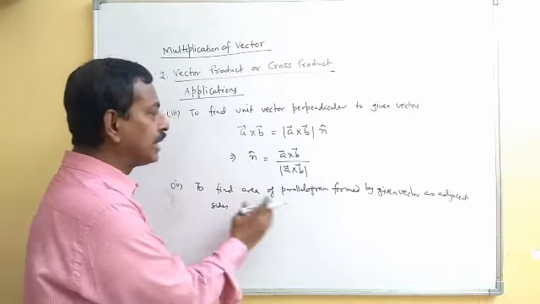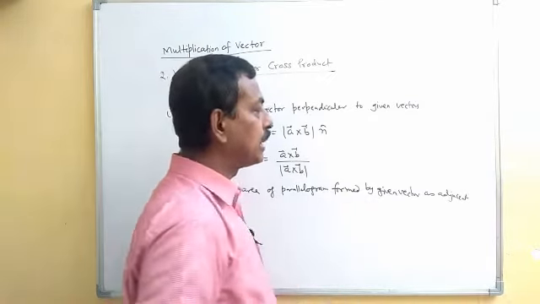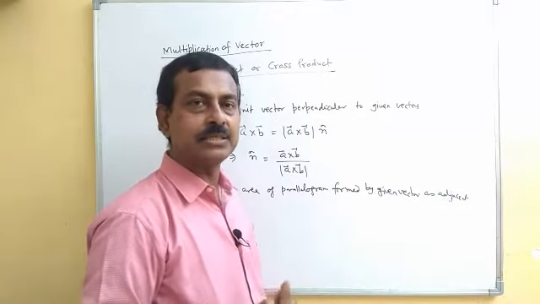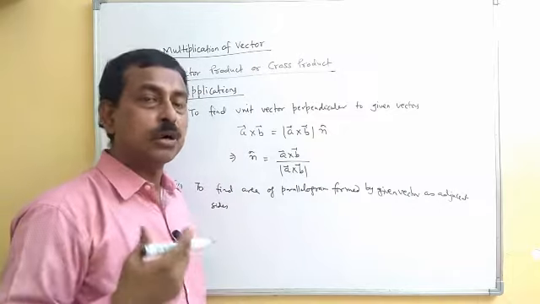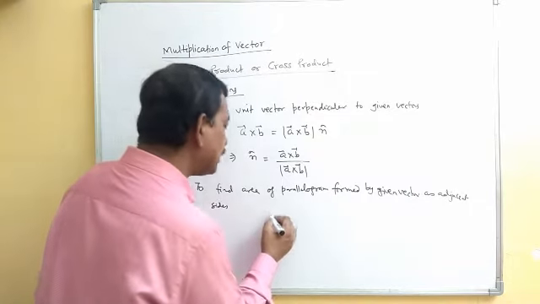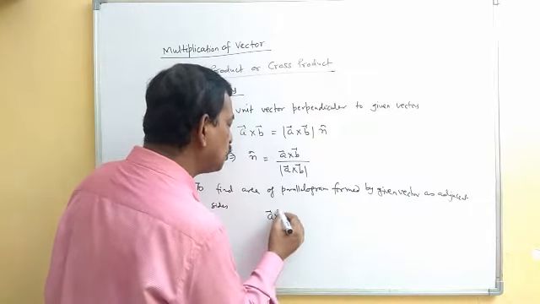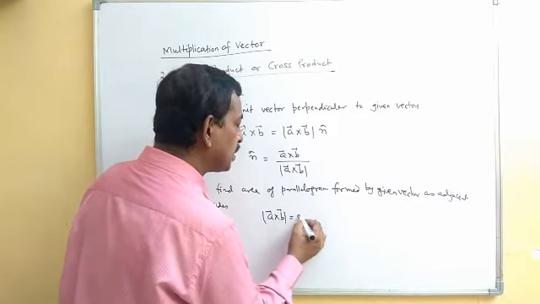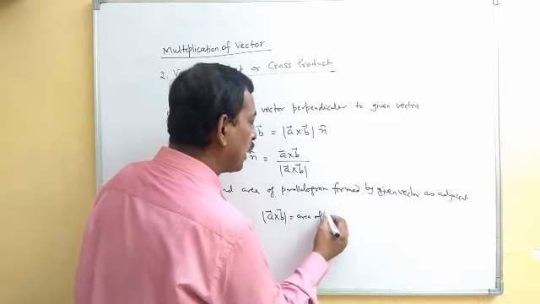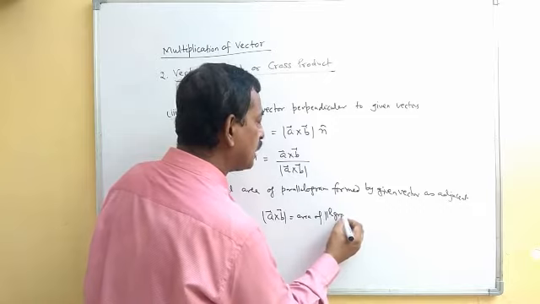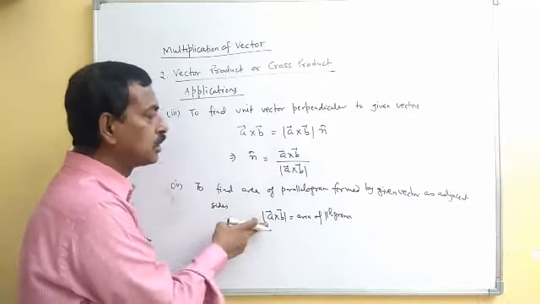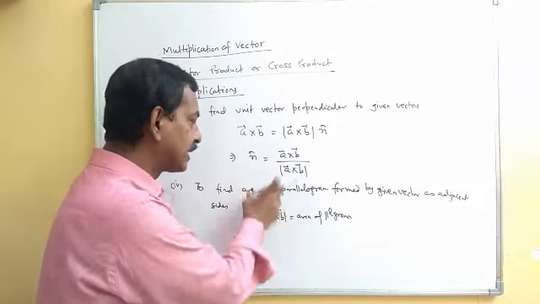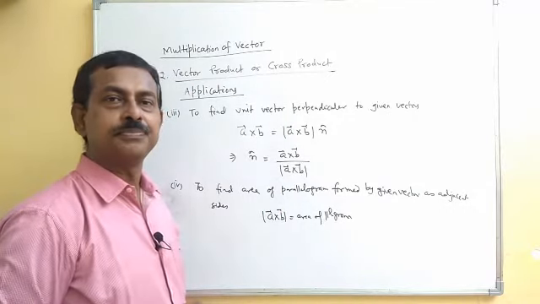For that, you simply take the cross product of the two vectors and divide by its magnitude. Another application is to find the area of the parallelogram formed by given vectors as adjacent sides. In the geometrical interpretation or meaning of the cross product, we have discussed that the magnitude of A cross B represents the area of the parallelogram. So if it is asked to find the area of the parallelogram, you simply find the cross product of the two vectors and take its magnitude.